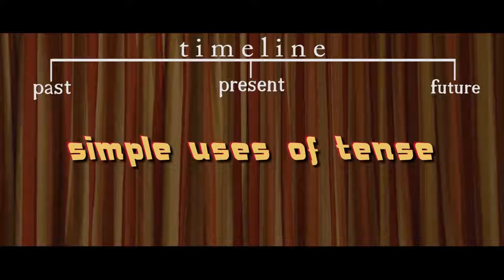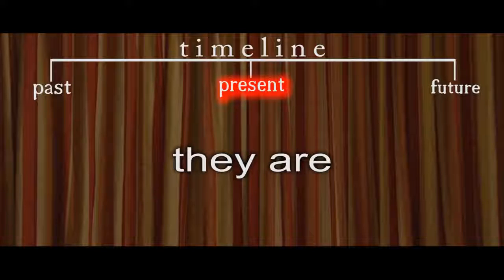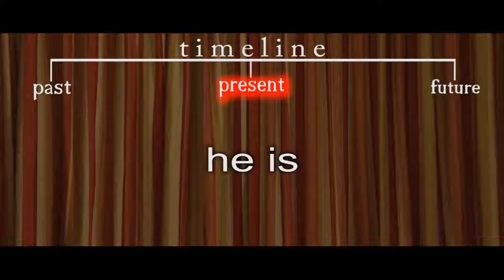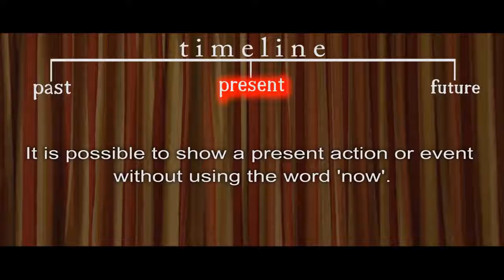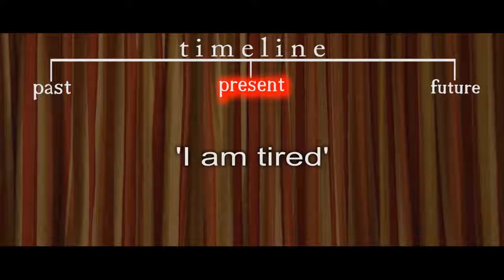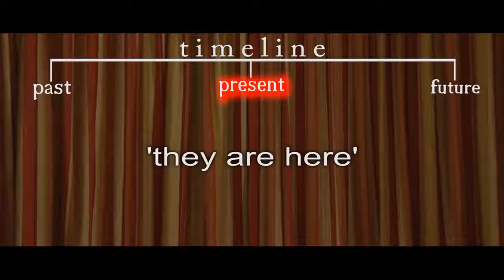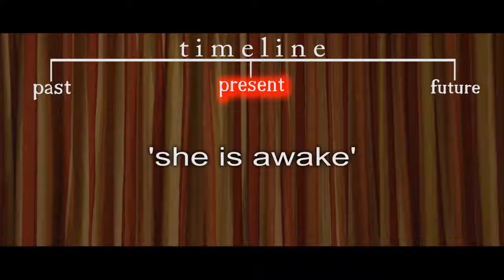Simple uses of tense. Present tense. It is. I am. They are. He is. She is. It is possible to show a present action or event without using the word now. It is raining. I am tired. They are here. He is busy. She is awake.